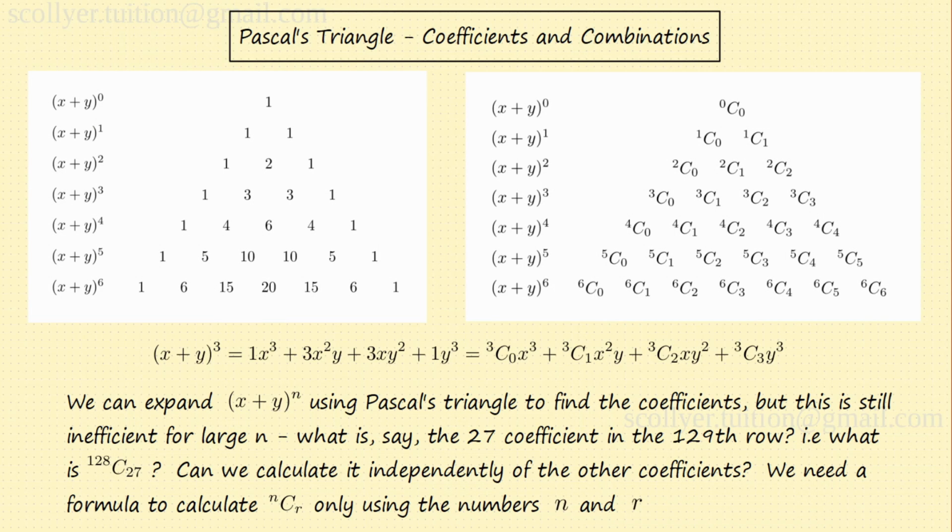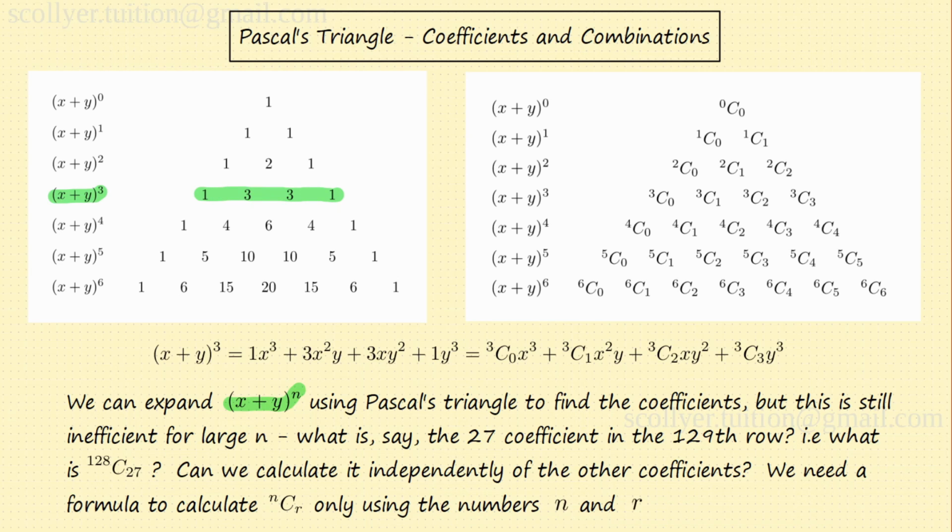Pascal's triangle allows us to expand (x + y)^n for any power of n. It provides the coefficients that we need. So for (x + y)^3, the numeric value of the coefficients is 1, 3, 3, 1.